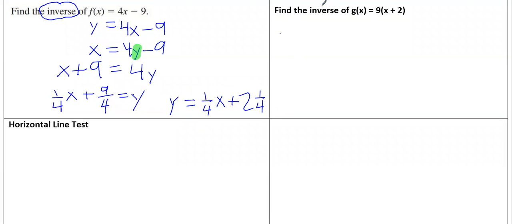All right, now it says find the inverse of g of x is equal to 9 times the quantity x plus 2. Well, I would simplify this before I get started, right? So I can replace g of x with y and then distribute that 9. That's 9x plus 18.